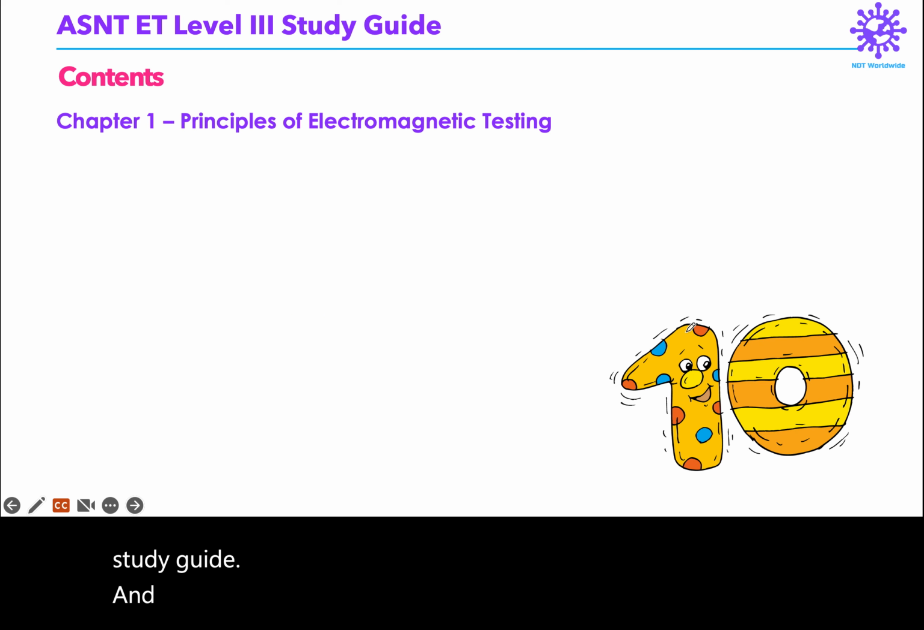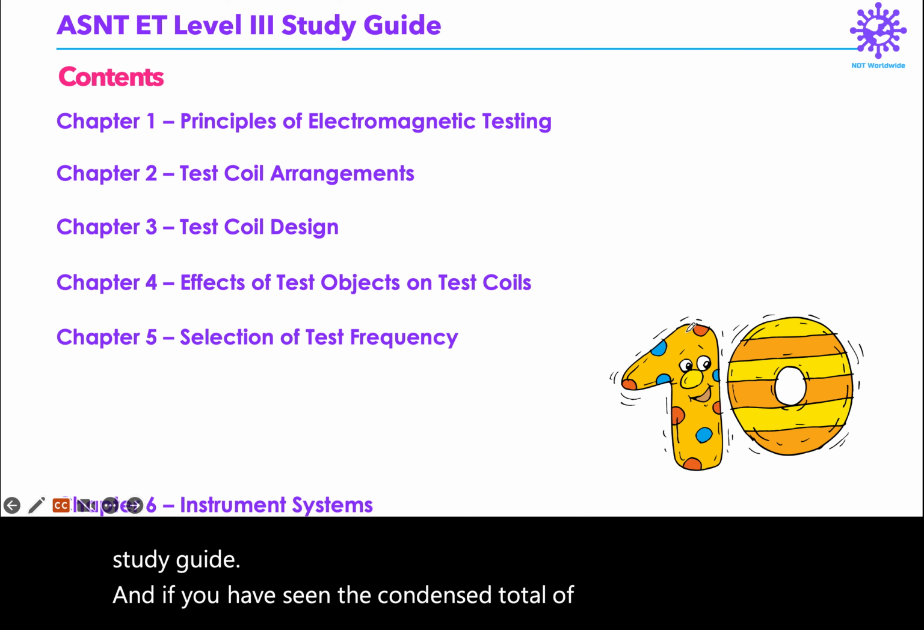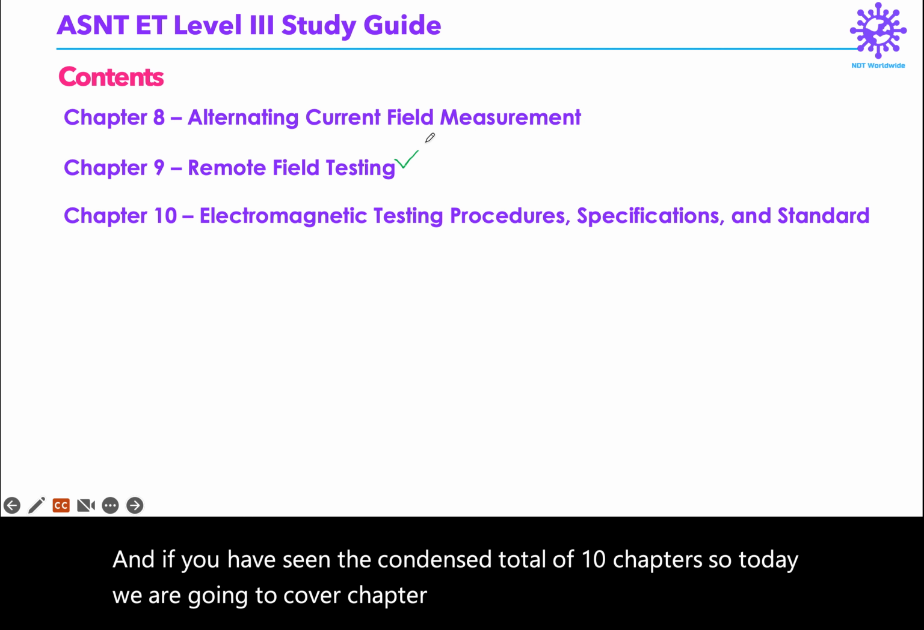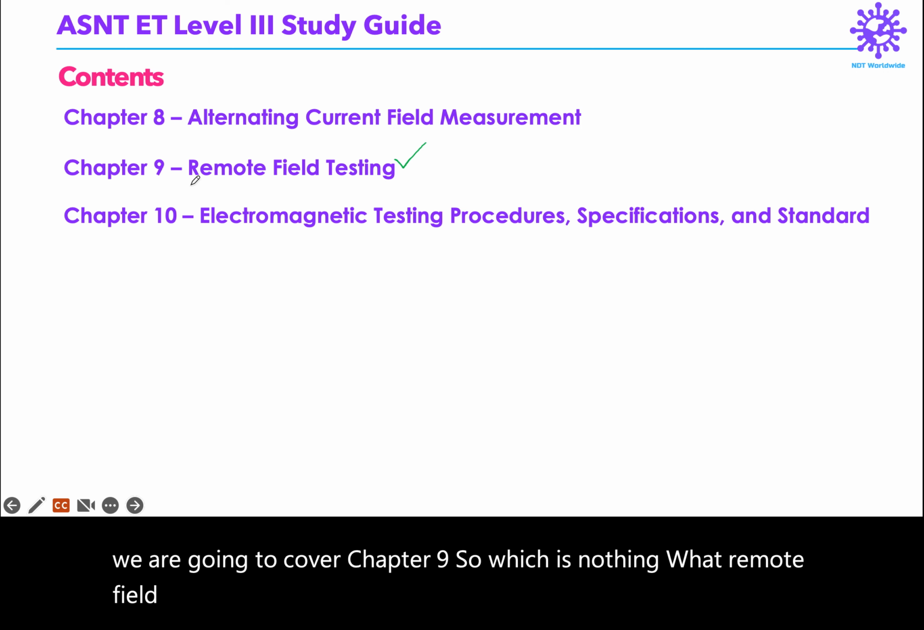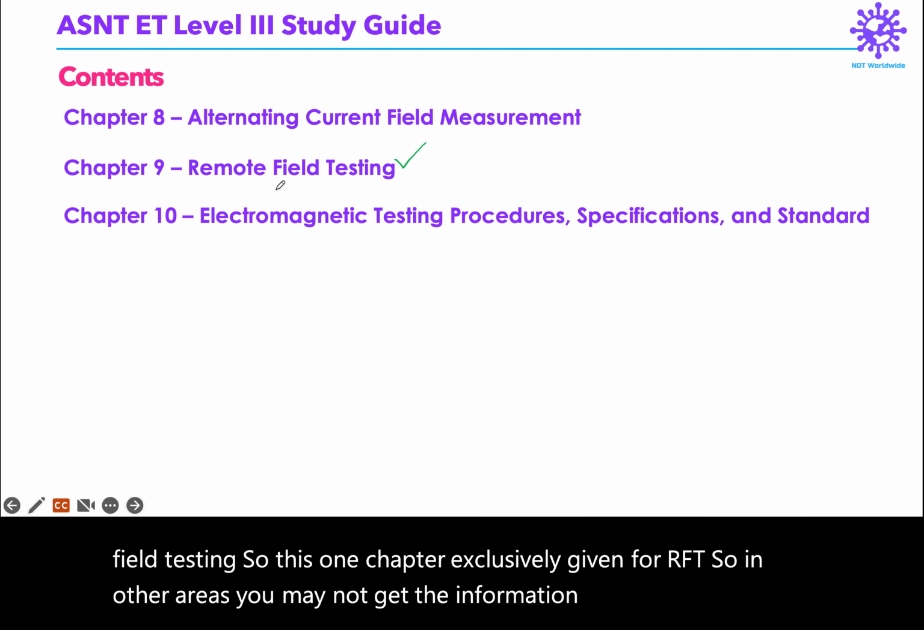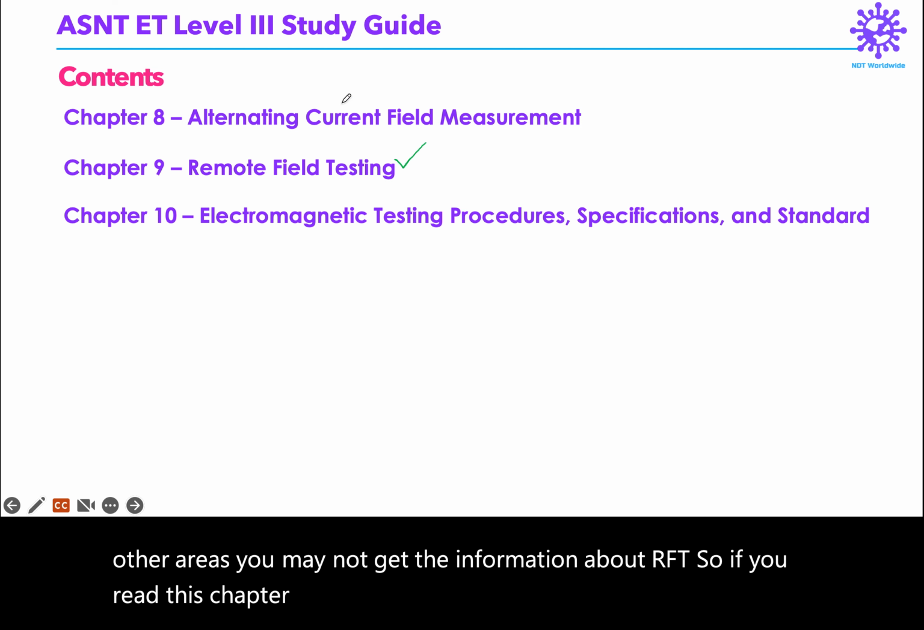And if you've seen the contents, there are a total of 10 chapters. Today we are going to cover chapter 9, which is nothing but remote field testing. This one chapter is exclusively given to RFT, so in other areas you may not get information about RFT. If you read this chapter 9, it covers the RFT syllabus from this Level 3 study guide.